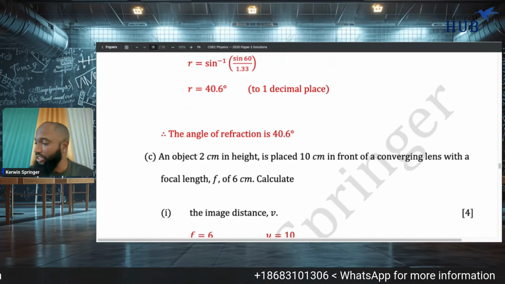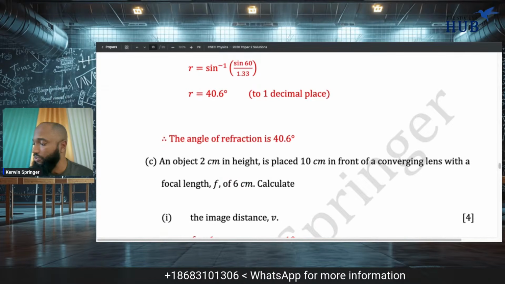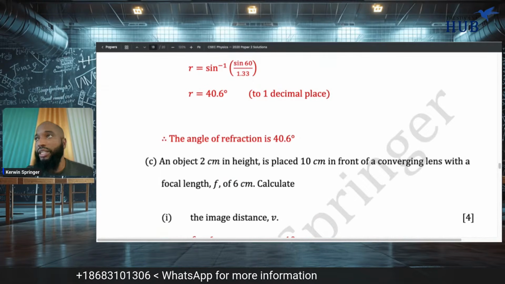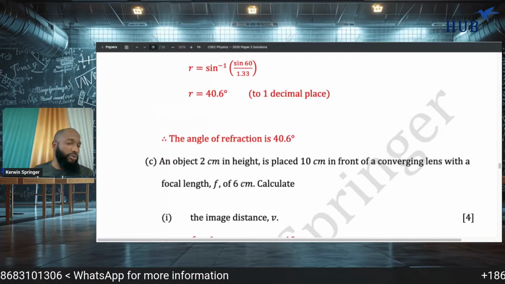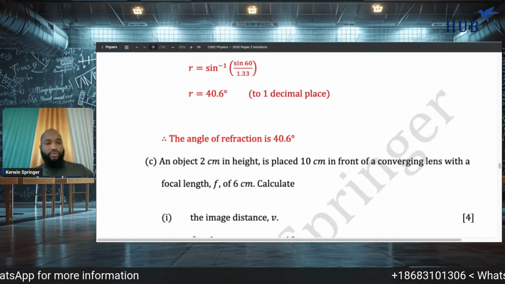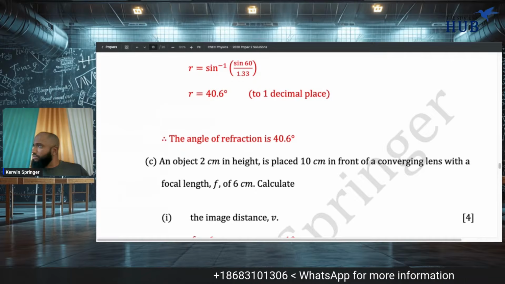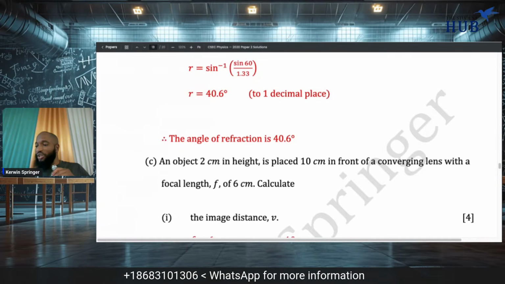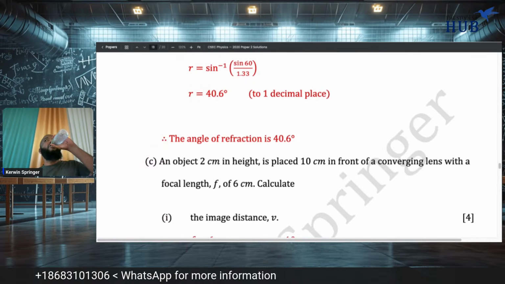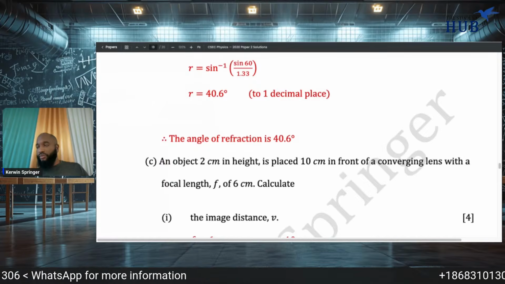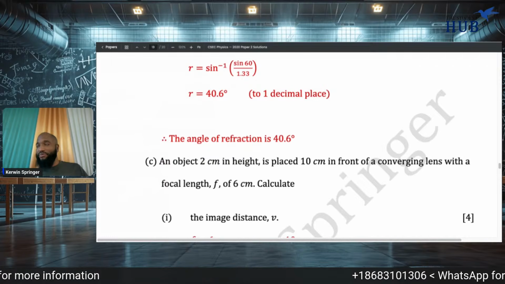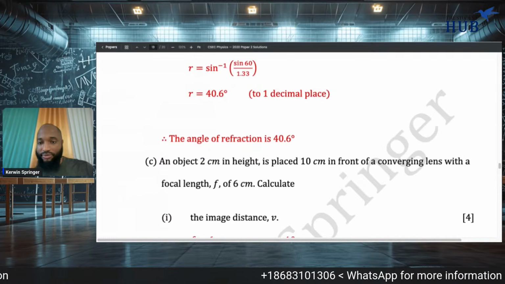And then we go into this. As soon as you see this, what do you think you're going to do? This is the thing from yesterday. What do you think we're going to do as soon as you see this question here? The lens formula, right?